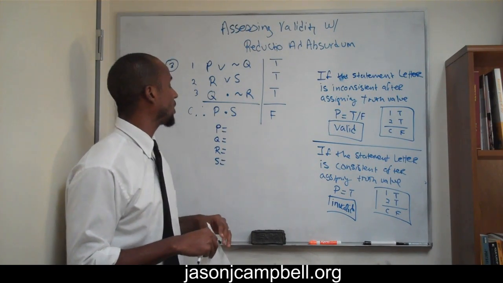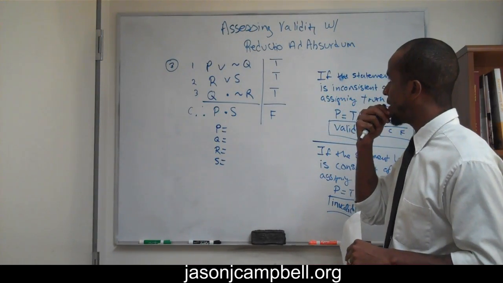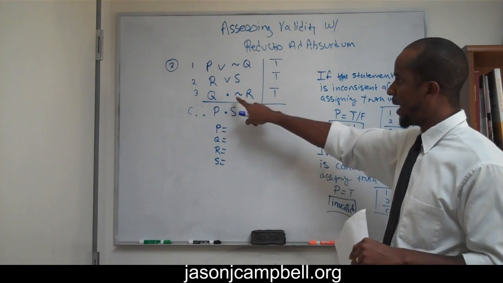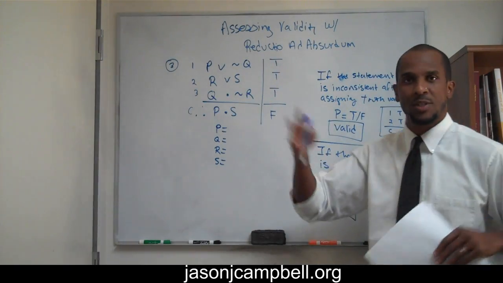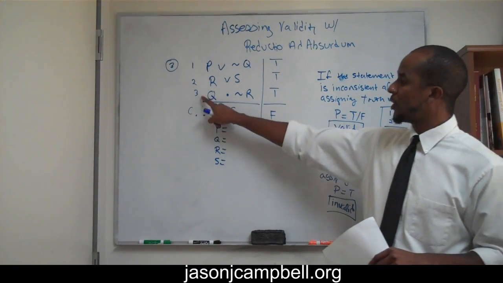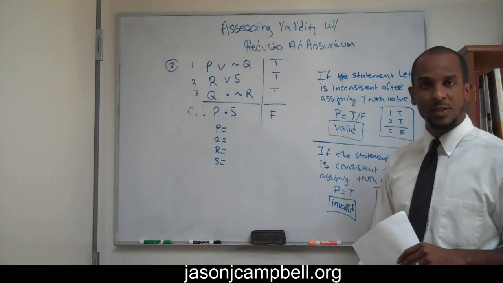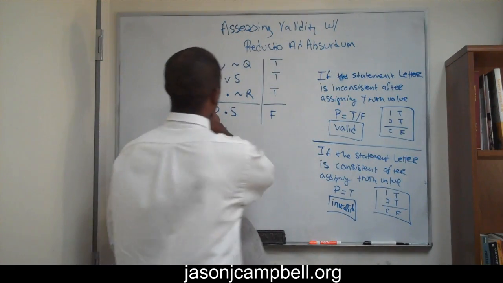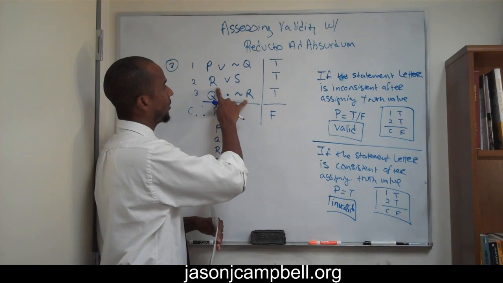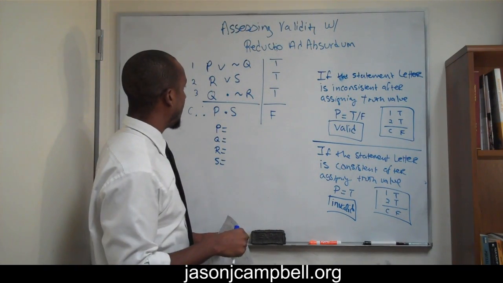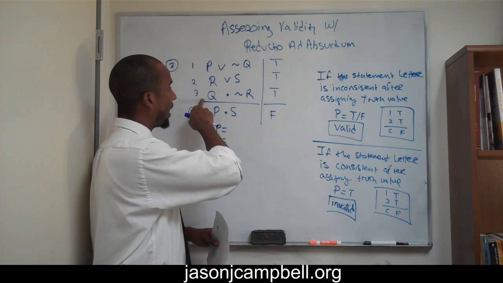So let's go to something that looks a little bit easier. What might be easier to assess? Let's look at premise number 3. You can do any premise, but let's try premise number 3. We have Q and not R. Let's start there. We have Q in 2 lines, and we have R in 2 lines. We can attempt to see if the truth value holds on line 3.